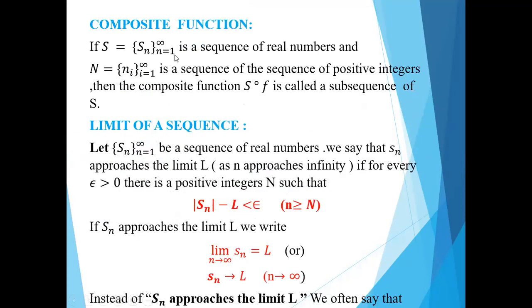It is a composite function. If S equal to the set {S_n}, n equal to 1 to infinity, is a sequence of real numbers, and the subset capital N, denoted by the set {n_i}, i equal to 1 to infinity, is a sequence of positive integers, then the composite function S composition f is called a subsequence of S.